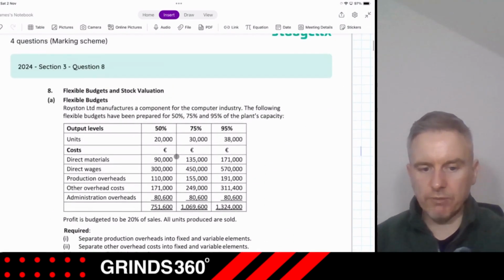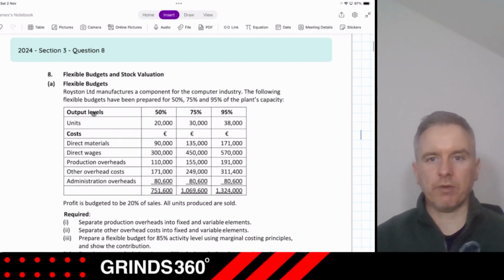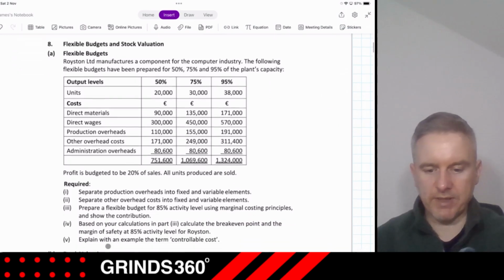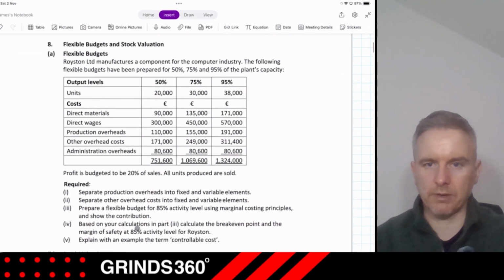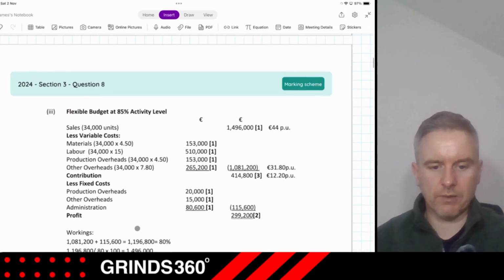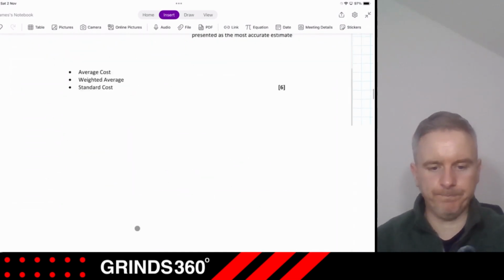So what you need to be really careful of is when you read through your paper before you pick your questions, particularly between 8 and 9, okay? It says flexible budgets here and stock valuation, but then there is a little piece of marginal costing put into it, all right? So that was in 2024. Then in question 8, sorry, this is the marking scheme there.